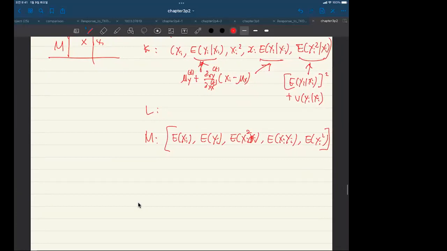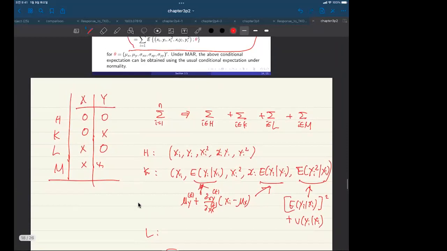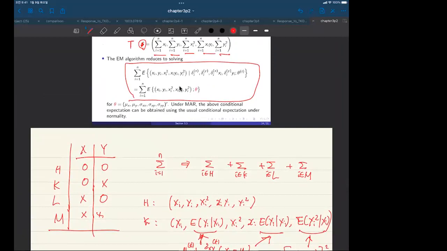So the M step. Going on. So then the M step is essentially the right side here is just what? You have five parameters, right? So it's a determining equation for parameters in the model. Okay.